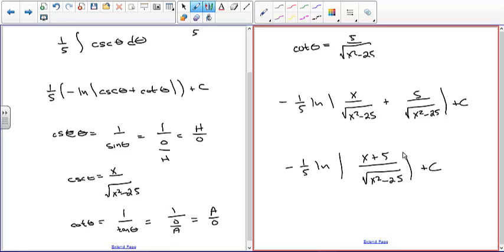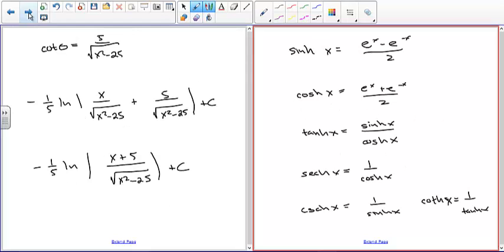So the last thing I'm going to mention today is the hyperbolic trig functions. The hyperbolic sine is defined as e to the x minus e to the minus x over 2, and the hyperbolic cosine is defined as e to the x plus e to the minus x over 2. And the hyperbolic tangent is defined by the ratio of the hyperbolic sine to cosine, just like normal tangent is sine over cosine. The hyperbolic secant is 1 over the hyperbolic cosine. The hyperbolic cosecant is 1 over the hyperbolic sine, and the hyperbolic cotangent is 1 over the hyperbolic tangent.